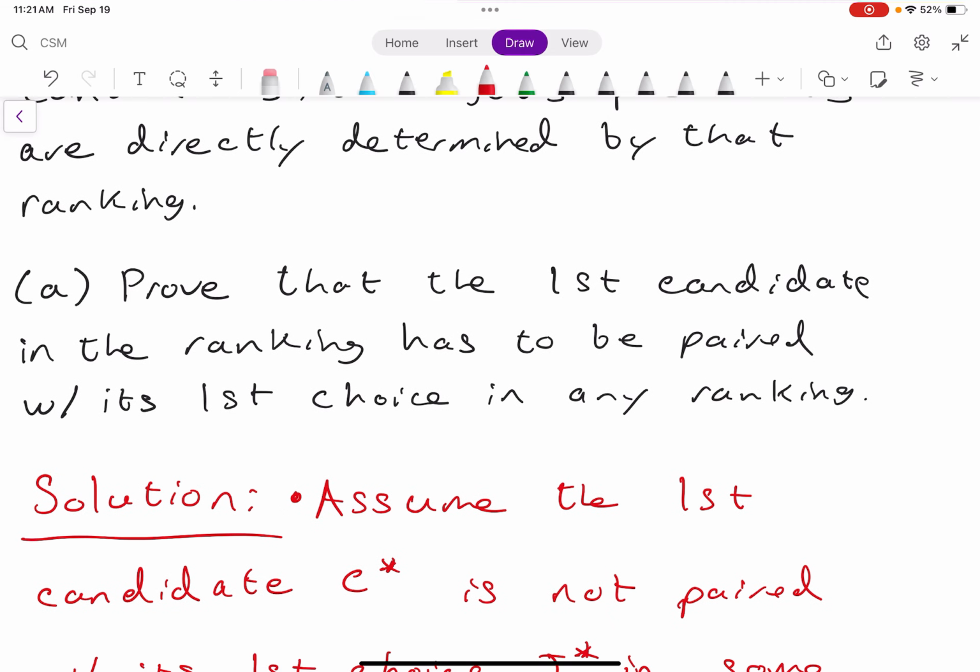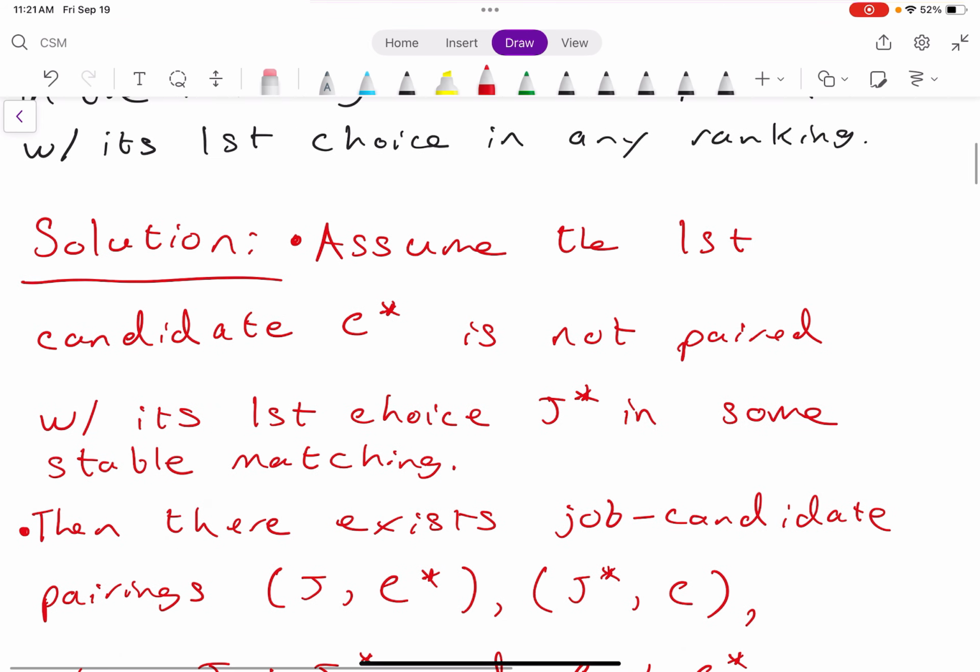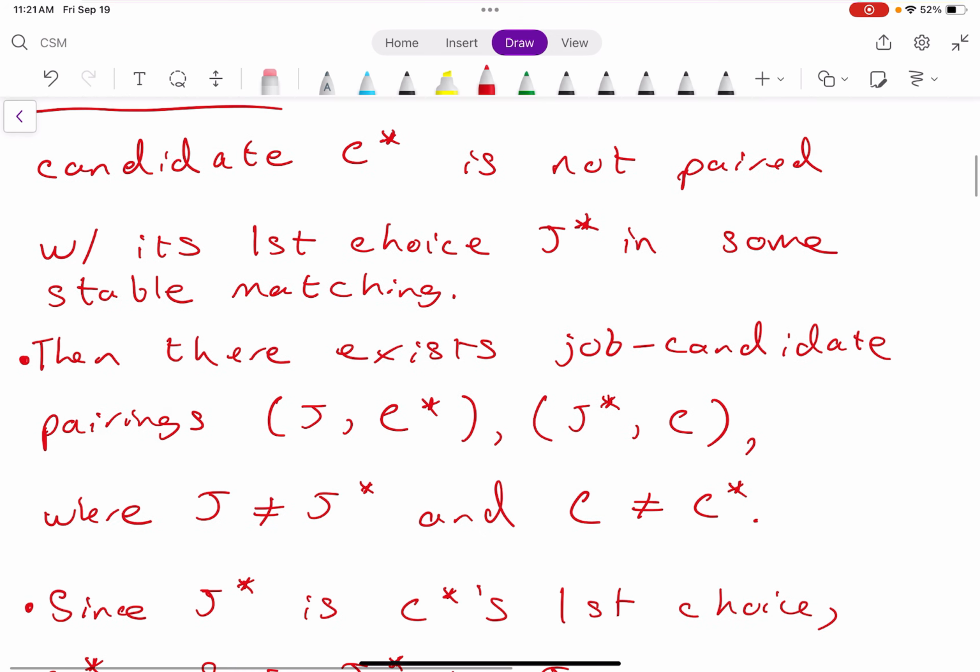Part A asks us to prove that the first candidate in the ranking has to be paired with its first choice in any stable matching. We'll proceed using proof by contradiction. So we'll assume that the first candidate C star is not paired with its first choice J star in some stable matching. This means that there exist job candidate pairings J C star and J star C such that J is not equal to J star and C is not equal to C star.